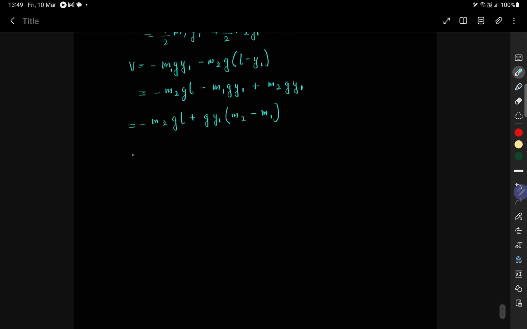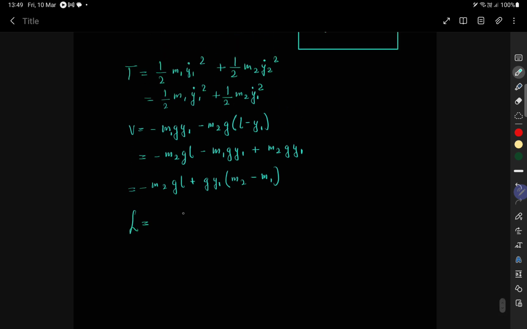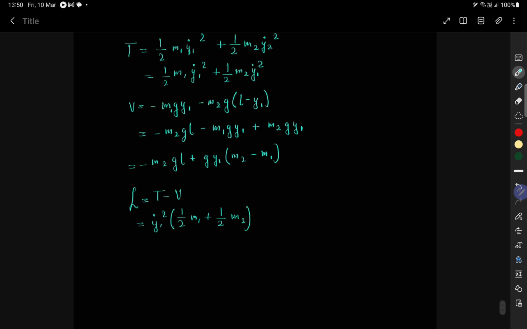Okay, so we get our Lagrangian to be T minus V, which is y1 dot squared times half m1 plus half m2, plus m2 g L minus g y1. I'm just going to take the negative inside, if that's fine. m1 minus m2.